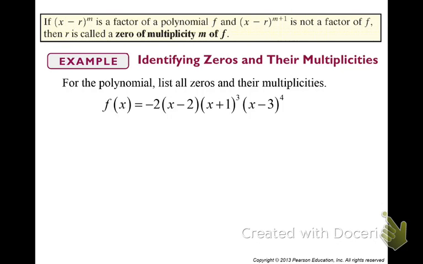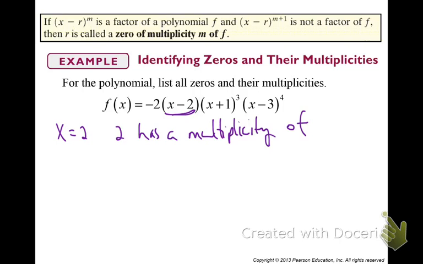All right, so our first zero is right here. What's our 0? X equals 2. We're going to say that 2 has a multiplicity of 1. What's the power of that binomial? What's the power? 1. That's all it is.